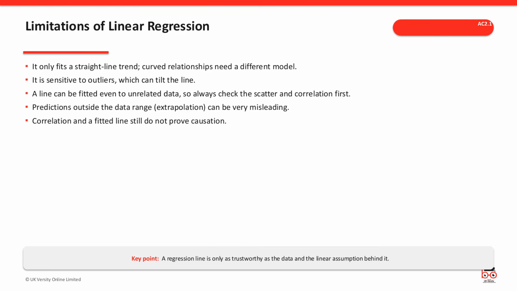A regression line is powerful but not bulletproof. It only fits a straight line trend, so a curved relationship needs a different model. It's sensitive to outliers. A single stray point can tilt the whole line. You can even fit a line to totally unrelated data, so always check the scatter and the correlation first. Extrapolating beyond your data can mislead badly, and, as ever, a fitted line still doesn't prove causation. The line is only as trustworthy as the data and the straight line assumption behind it.